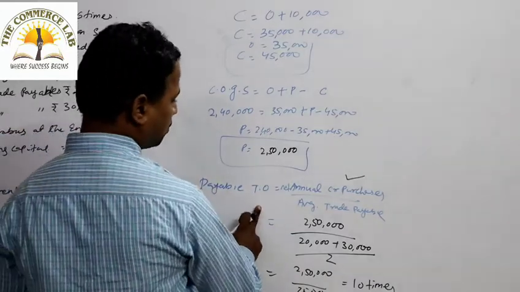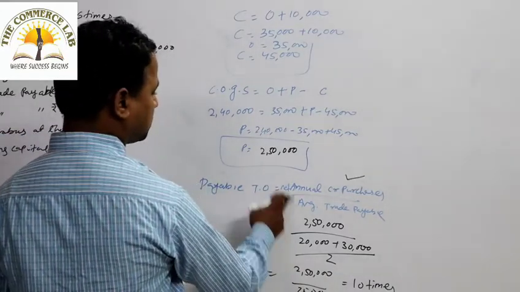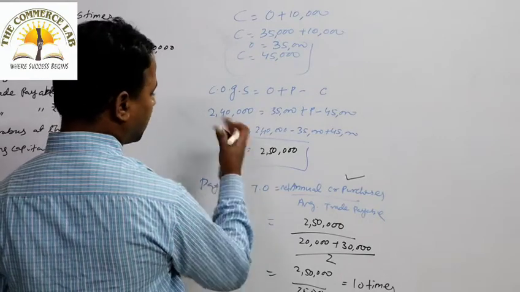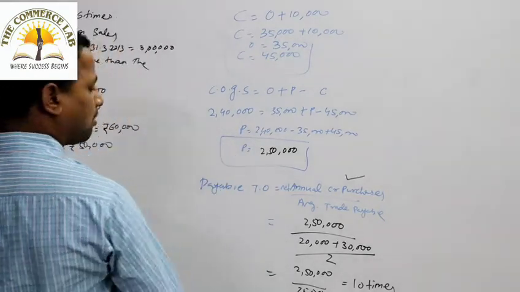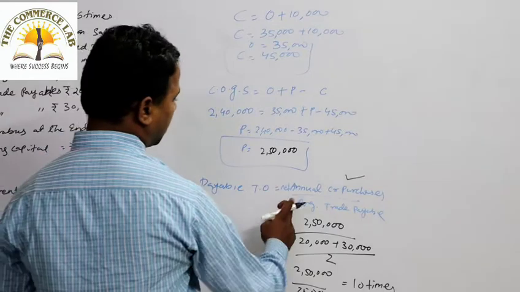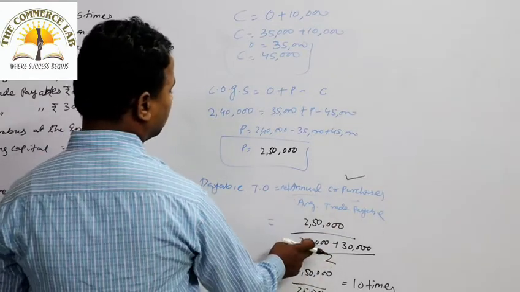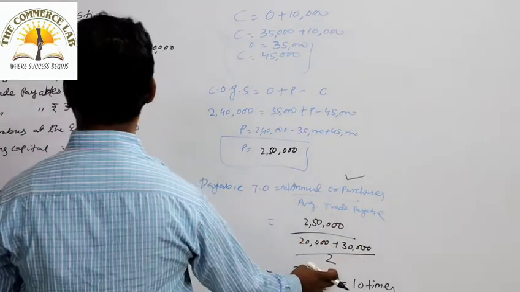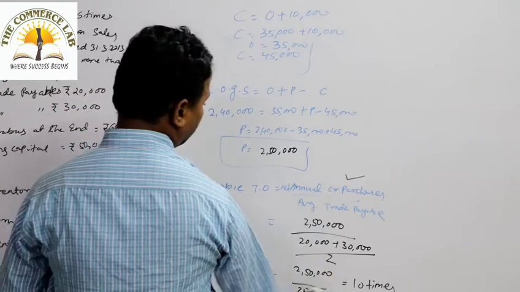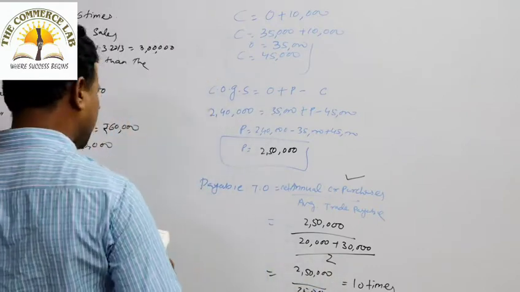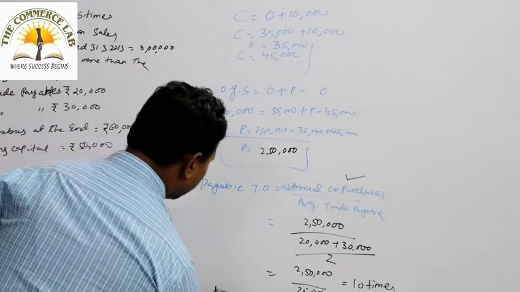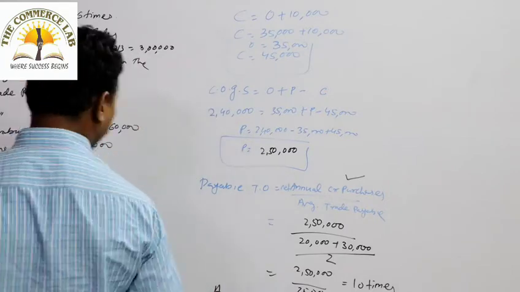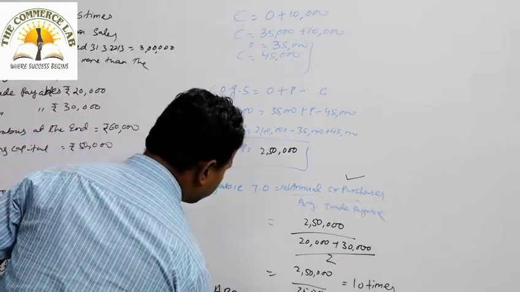Payable turnover ratio equals net annual credit purchases. Whatever the purchase we got, we can assume that is credit purchases, that is 2,50,000, and average trade payable we calculated as opening plus closing divided by 2. Okay, so ultimately we got the payable turnover ratio as 10 times.